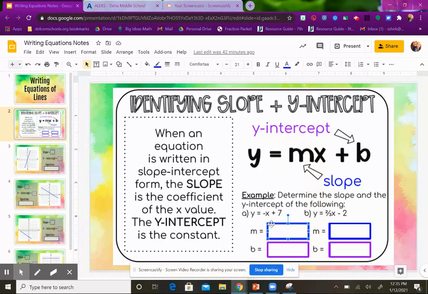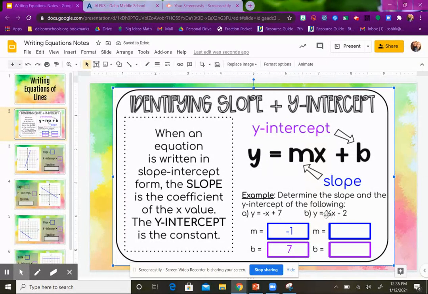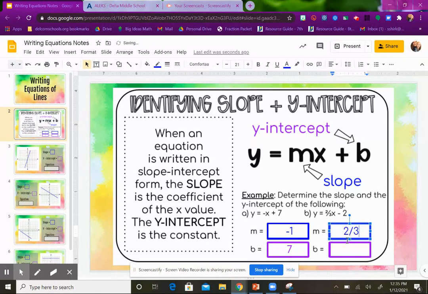So I have two equations down here: y equals negative x plus 7, and y equals 2/3 x minus 2. All I'm asking you on this slide to do is identify the slope and the y-intercept. For this first one, the slope is that number in front of x. Whenever I don't see the number, remember that is a 1. And because there's a negative sign there, it's -1. And for the y-intercept, it's the number that's standing alone, so this one is 7. Over here, I've got 2/3 in front of the x, so the slope is 2/3, meaning I will rise 2 and run 3. And my y-intercept, because it's a minus sign, is -2.